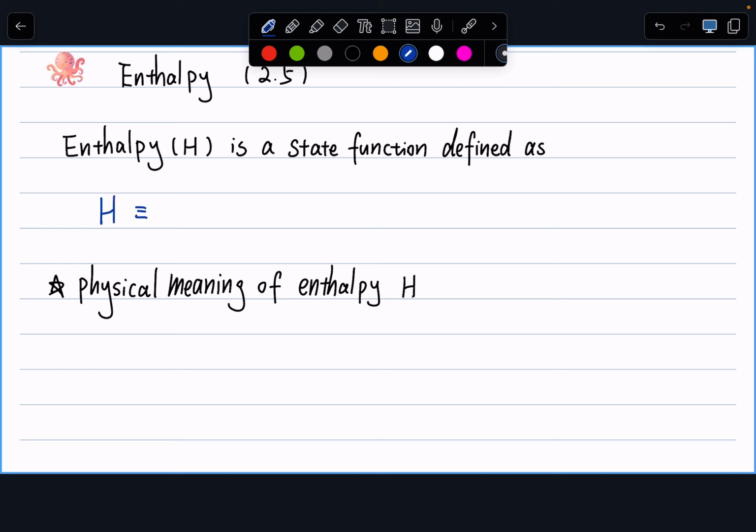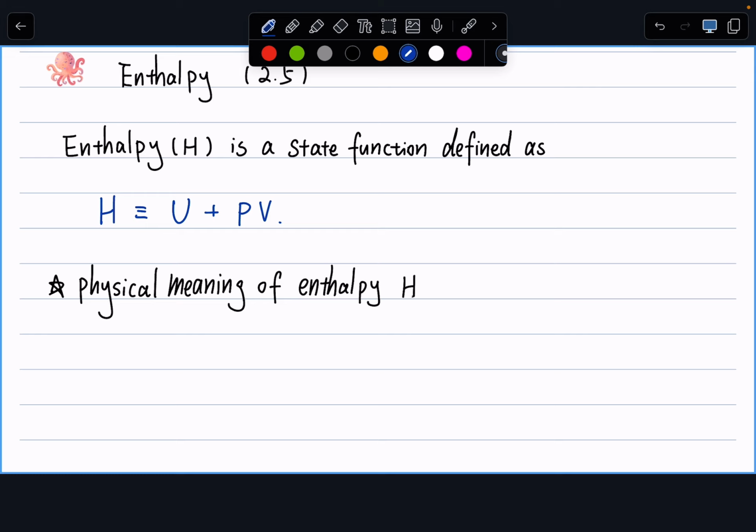So this is by definition true. Whenever you see we write straight lines, it's just by definition, this is true without any condition. So H equals internal energy plus PV. Now P is your pressure, V is your volume.